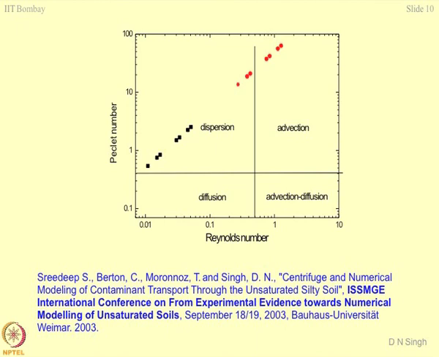I am just trying to show here that two numbers can also be correlated with each other, and if you have a sort of an electronic interface where PE and RE are automatically recorded from a landfill, and you have a database of this type, immediately you will come to know what type of mechanism is going to prevail in this landfill, and you can take precautionary measures. Is this part clear?